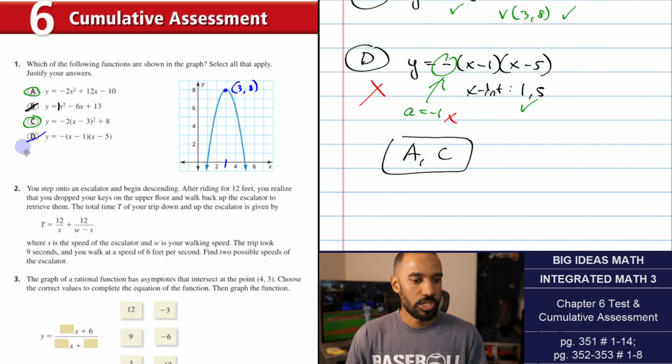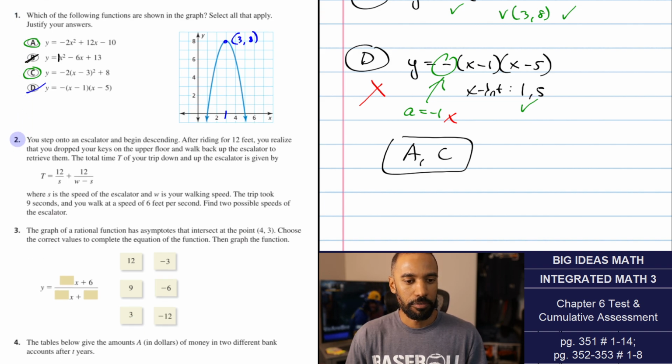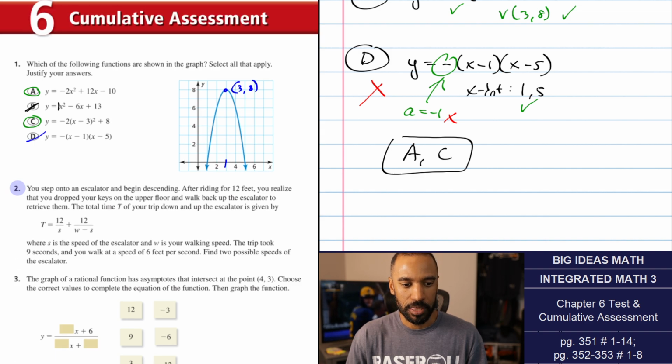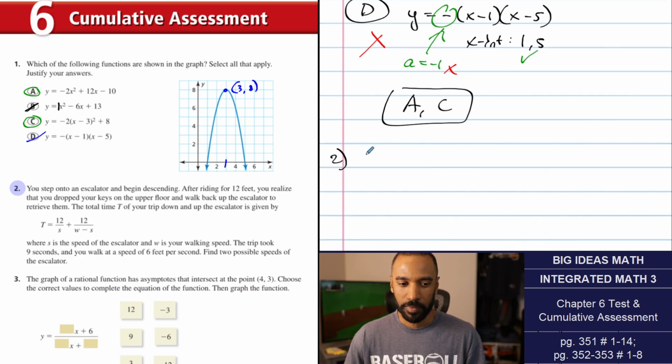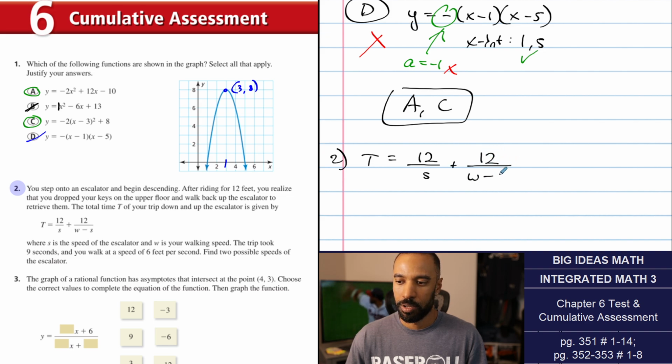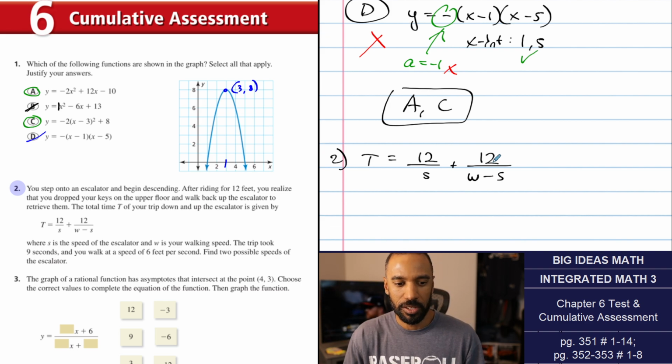You step onto an escalator and begin descending. After riding for 12 feet, you realize you dropped your keys on the upper floor and walk back up the escalator to retrieve them. The total time T, this seems like chapter 6, the total time T of your trip down and up the escalator is given by T equals 12 over S plus 12 over W minus S. T is the total time, S is the speed of the escalator, and W is your walking speed.